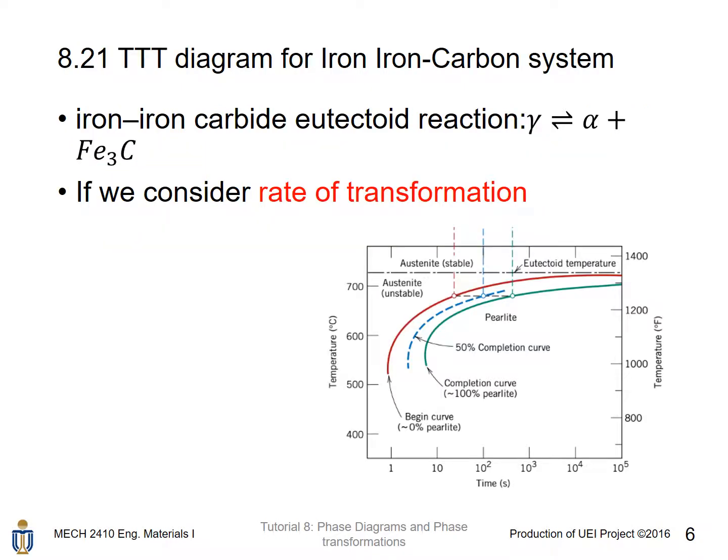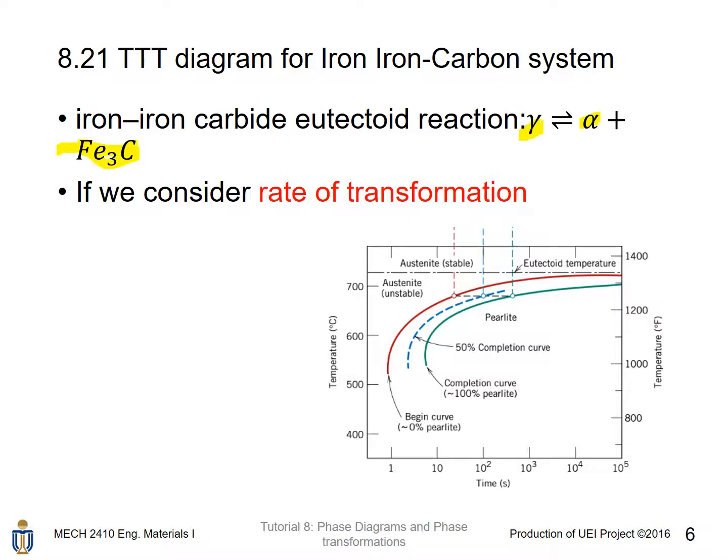TTT diagram for the iron-iron carbon system. As I mentioned, the TTT diagram will be introduced in this part, and I will use the TTT diagram for the iron-iron carbon system to illustrate my description, as the TTT diagram for this system is the most commonly used, and it is also used in textbooks. The iron-iron carbide eutectoid reaction is: austenite, denoted by the gamma phase, changes to ferrite plus cementite.